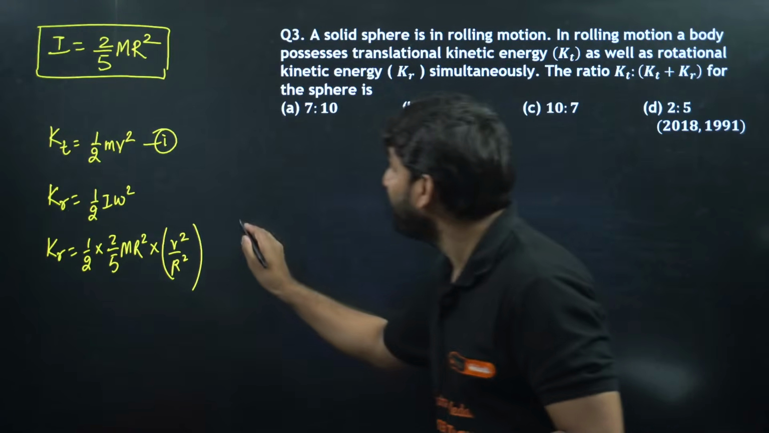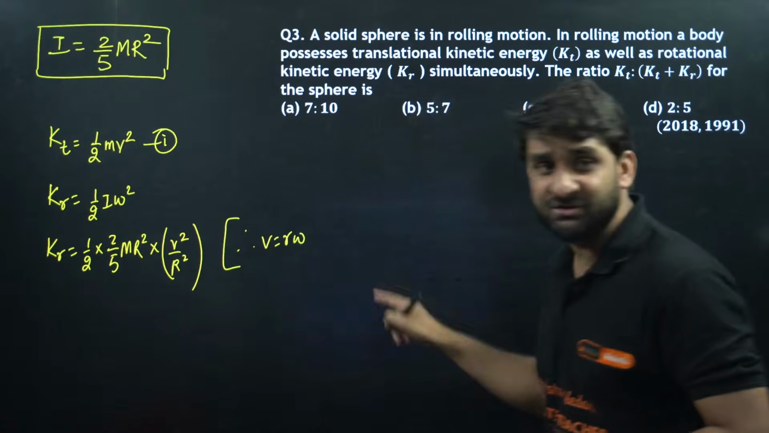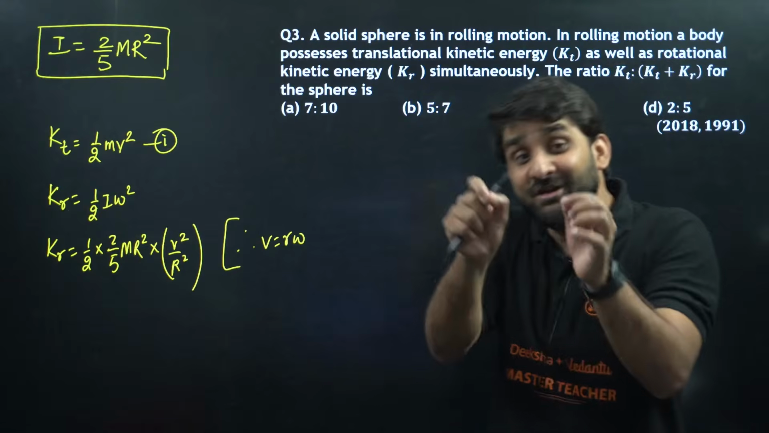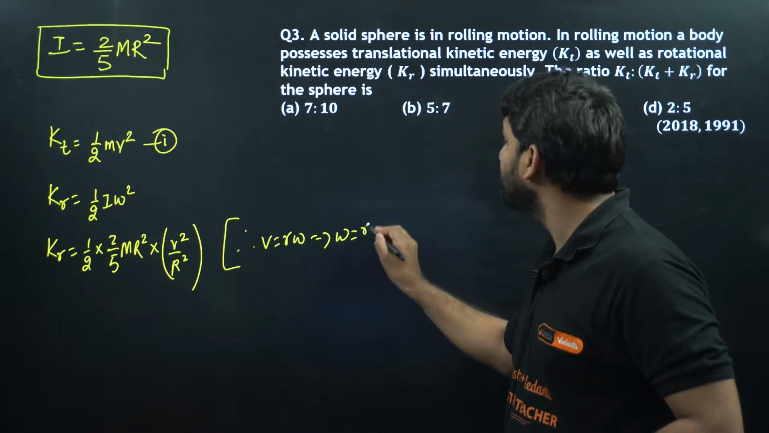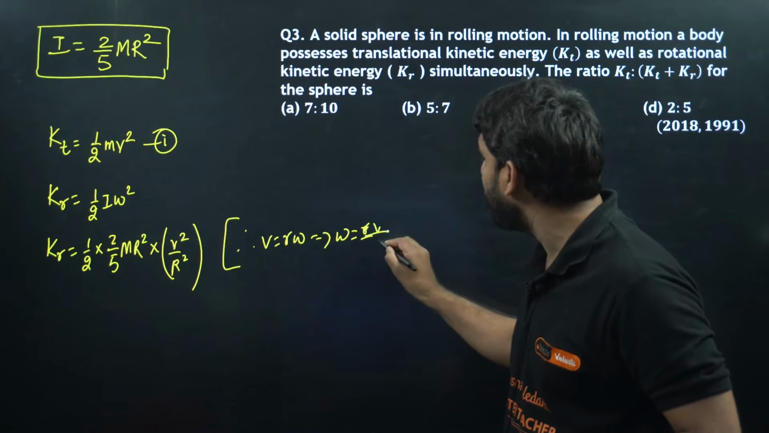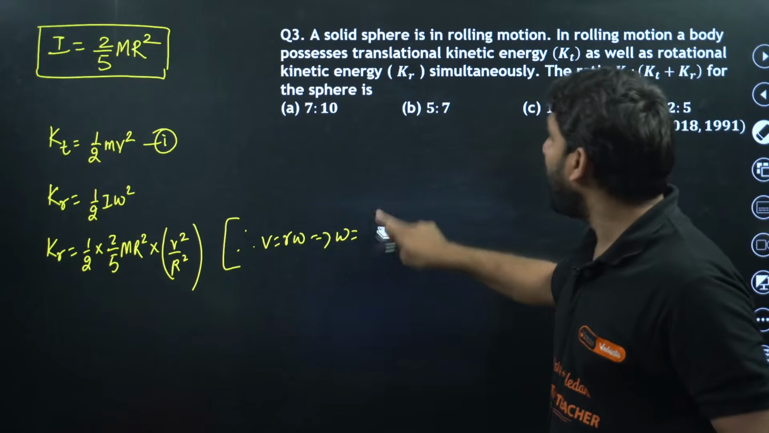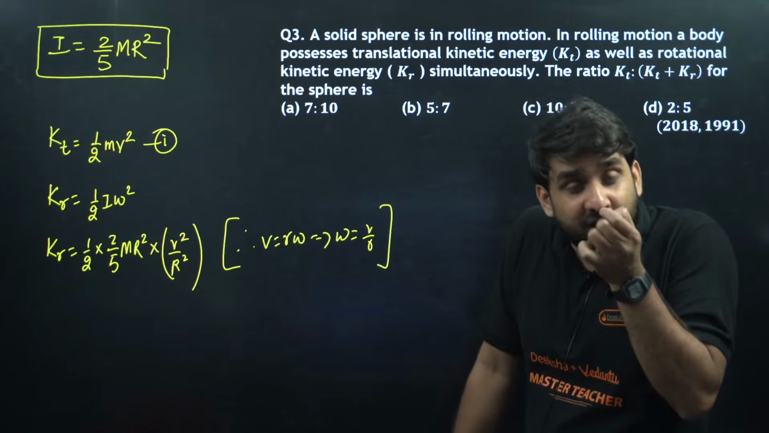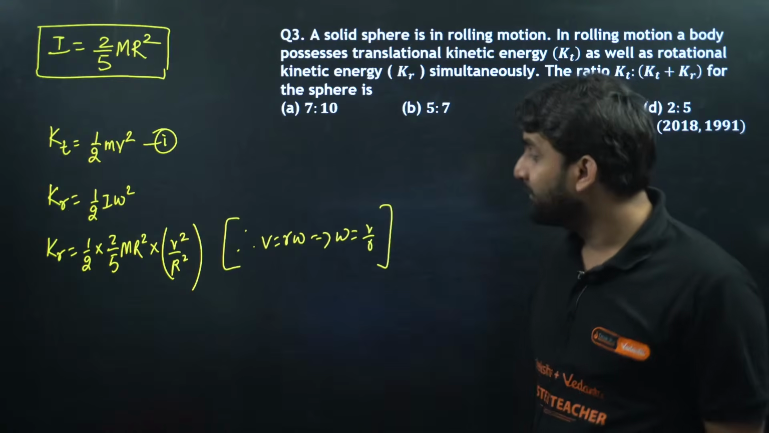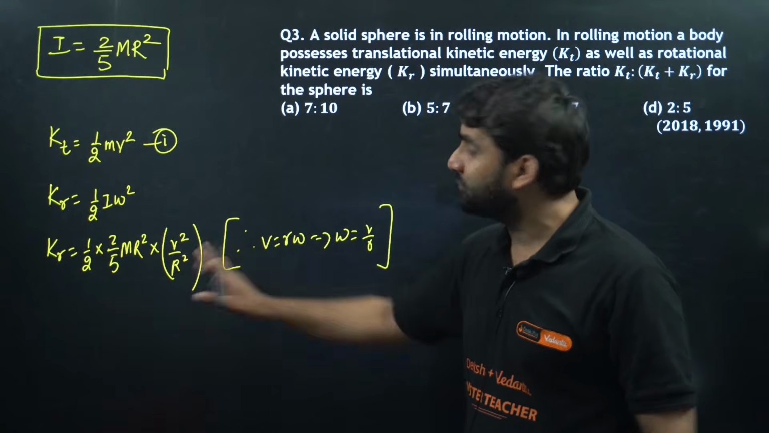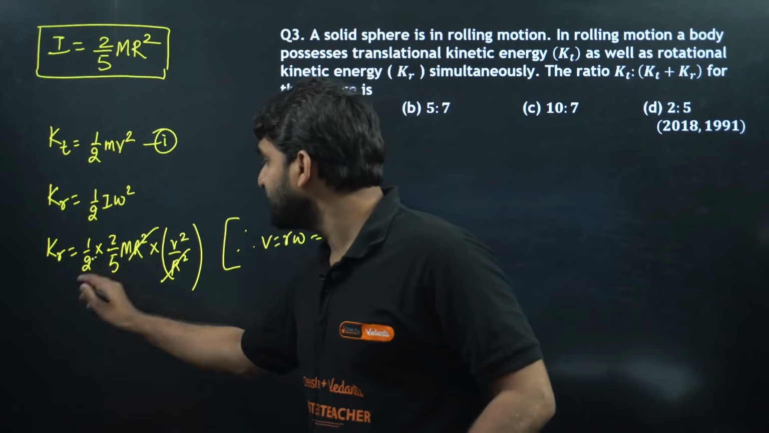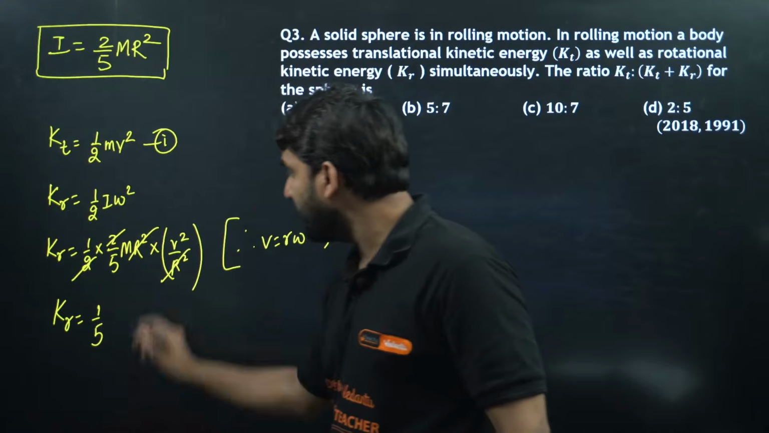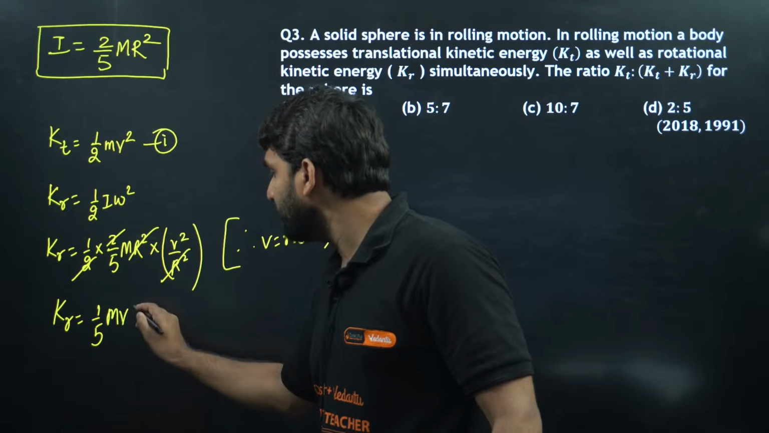Do you know how? Because v is equal to r omega. This is the relationship between angular velocity and linear velocity, which is called translational velocity as well. v is equal to r omega, so my dear champions, omega can also be written as v by r. Is it clear to you all? You have to keep every formula in mind if you are writing your NEET exam. You cannot ignore any small formula. Even a small formula will play a crucial role there. So omega can be written as v by r, so omega square will be v square by r square. So this r square cancels, this 2 cancels. So rotational kinetic energy will be equal to 1 by 5 mv square.